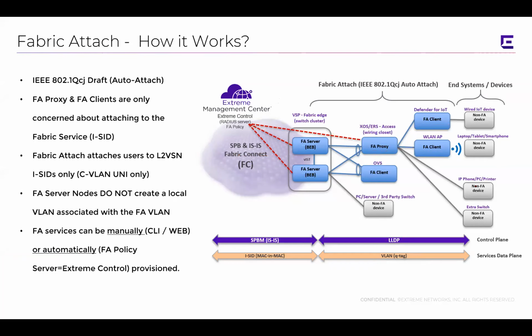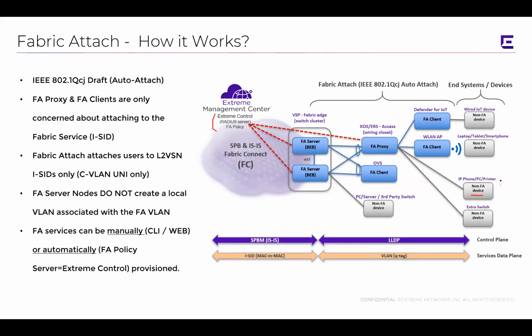So that leaves one final piece to the puzzle. These are non-FA devices. They are not aware of any of these communications. They cannot get the management VLAN from that LLDP communication. They don't support those TLVs. And in this case, we are introducing Extreme Control into the picture. And in the Fabric Attach terminology, this is called the Fabric Attach policy server.